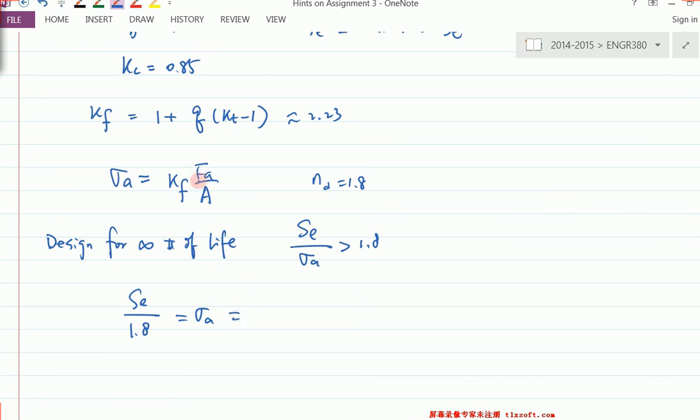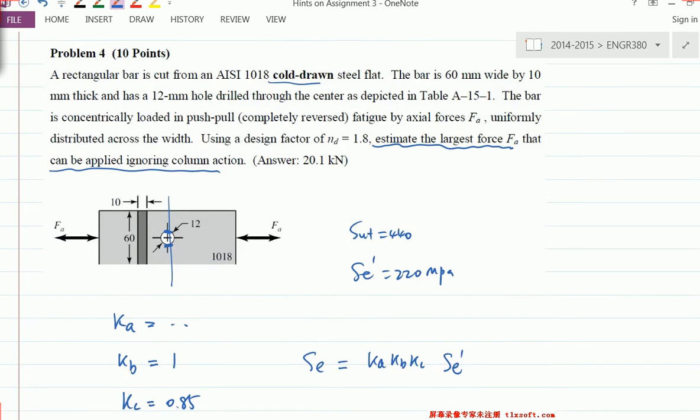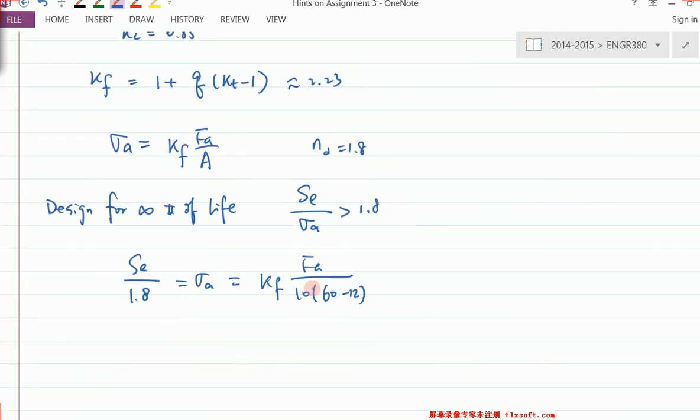So sigma A is that formula, and A is the cross-section area. So basically 60 minus that 12 diameter, and times the thickness. There we go. You calculate Kf. Se is already calculated, then you can get this Fa here. So the Fa is about 20.1 kilonewton.